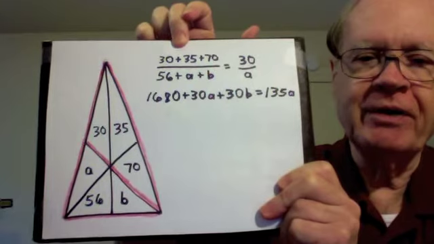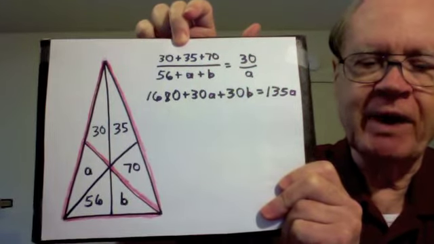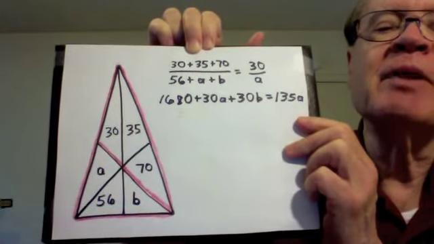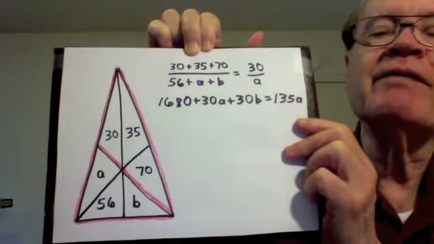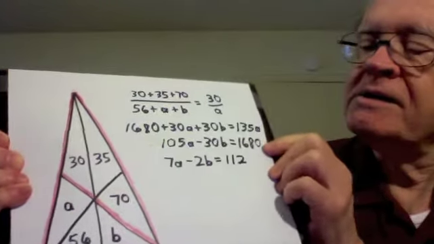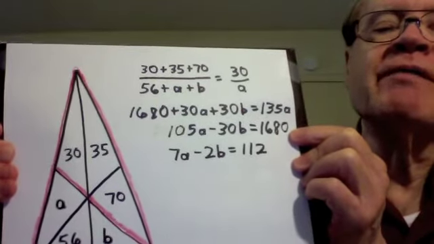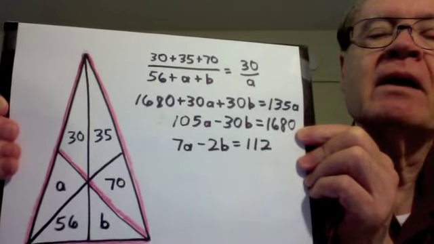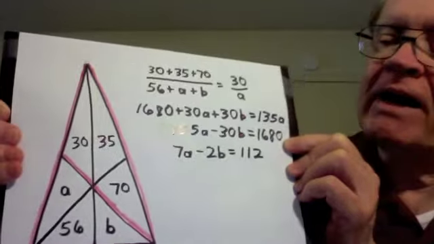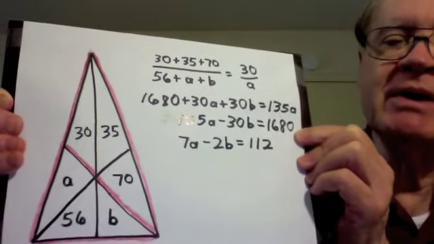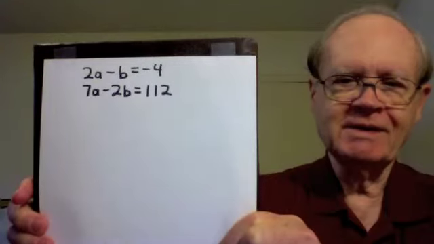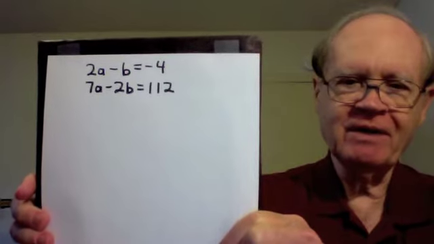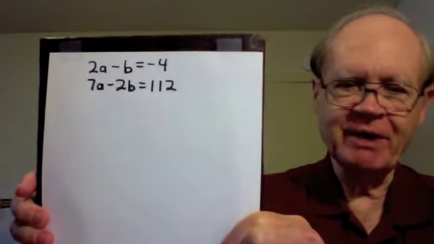This left-hand numerator is 135, and so when I cross multiply, I get 1,680 plus 30A plus 30B equals 135A. Simplifying that equation gives 105A minus 30B equals 1,680. I divide both sides of that equation by 15 and I get 7A minus 2B equals 112. So I have these two equations with the variables A and B: 2A minus B equals negative 4, and 7A minus 2B equals 112.